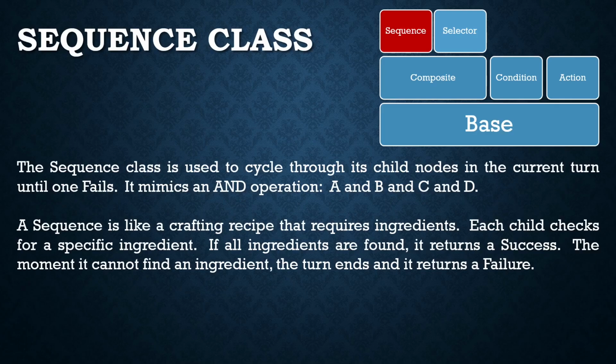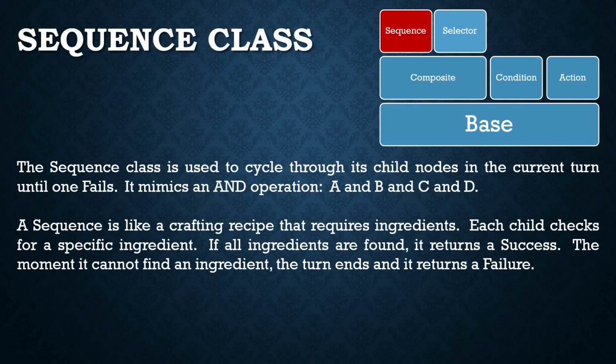Sequence class. The sequence and selector are probably the most difficult to understand in this system. The sequence class is used to cycle through its child nodes in the current turn until one of those nodes fails, until it returns a failure. So it kind of mimics an AND operation in programming. So it'll do an A and B and C and D.